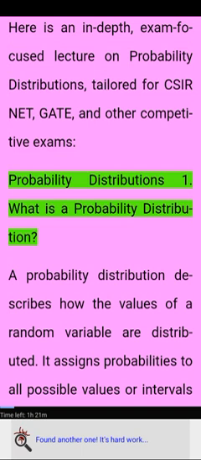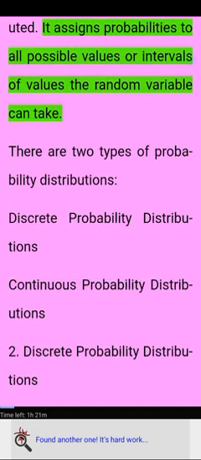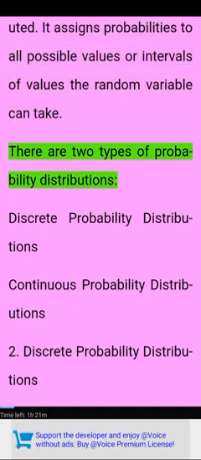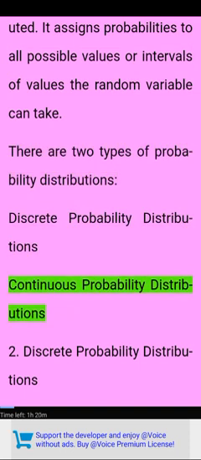Probability distributions. 1. What is a probability distribution? A probability distribution describes how the values of a random variable are distributed. It assigns probabilities to all possible values or intervals of values the random variable can take. There are two types of probability distributions: discrete probability distributions and continuous probability distributions.